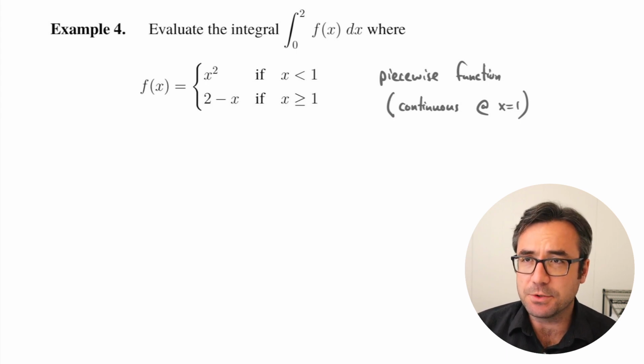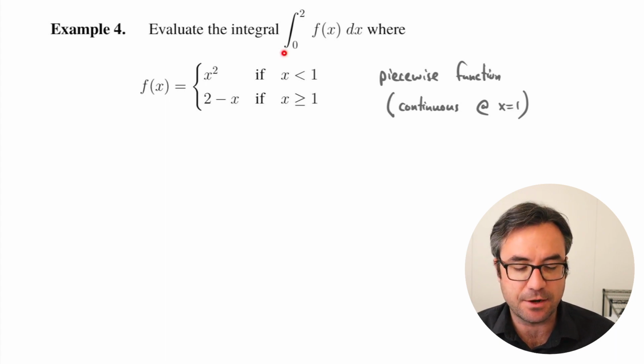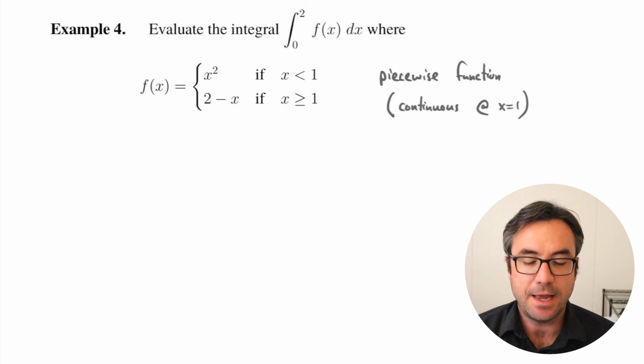So what we're able to do then is we're interested in calculating the integral of our function f of x from 0 to 2. And so we're going from 0 all the way up to 2 here. And if we look at our piecewise function, the pieces split apart right in the middle, going from 0 to 2. Our pieces split apart at x equals 1.